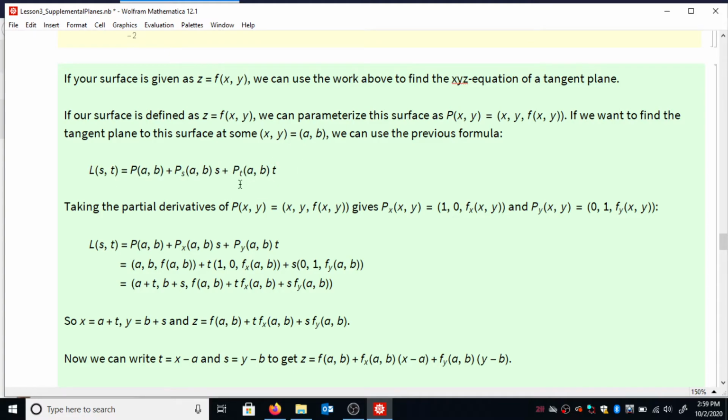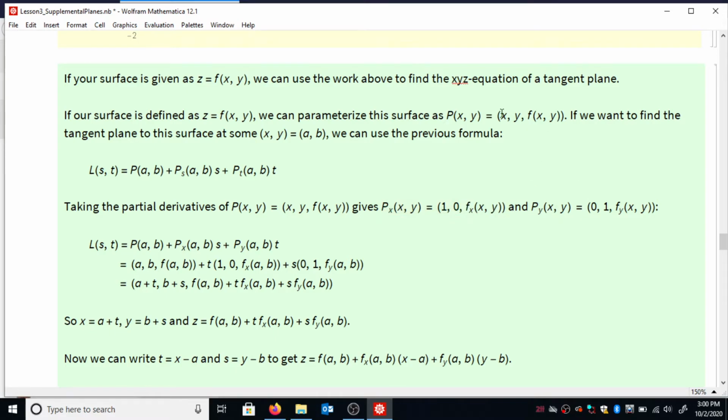I'm going to have to compute some partial derivatives again. But wait a minute. My parameterization is x, y, f of x, y. So what's the partial derivative of that with respect to x? Well, the partial derivative of x with respect to x is 1. The partial derivative of y with respect to x is 0. And then the partial derivative of f with respect to x is, you write a little subscript here, f subscript x of x, y. That just means the partial derivative of f with respect to x evaluated at x, y.